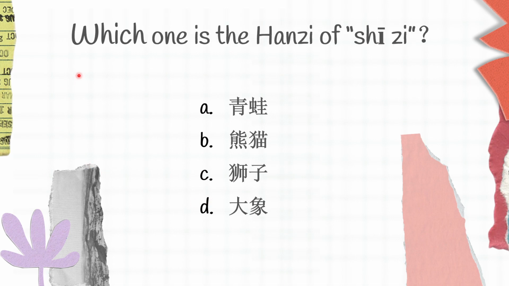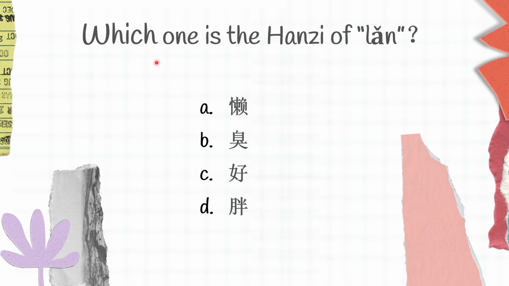Another question here, which one is the Hanzi of 狮子? I will give you time to think first. A is 青蛙, B is 小猫, C is 狮子, D is 大象, and 狮子 is C.